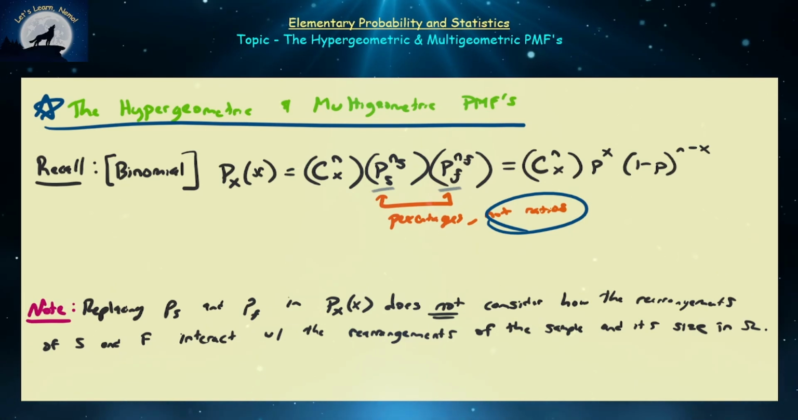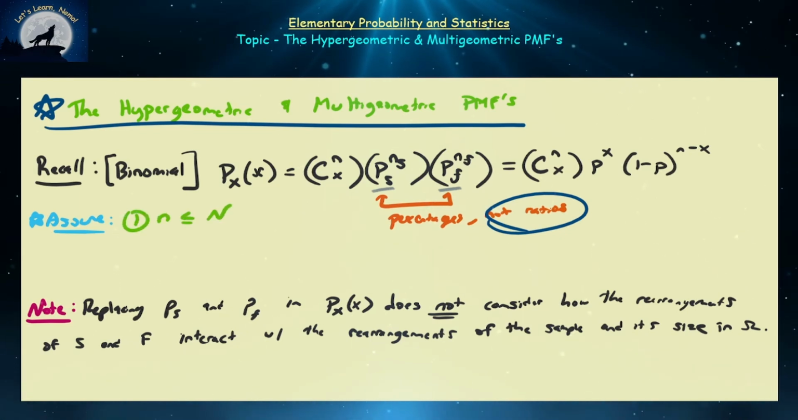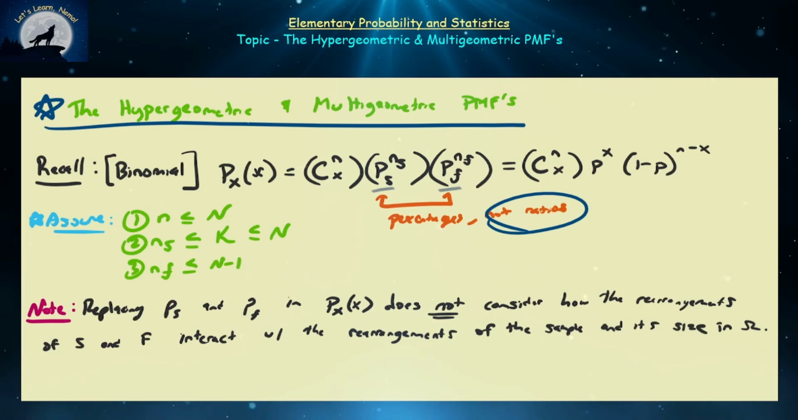So now we're going to assume a couple of new things. We're going to assume the following. The first thing is that the sample size is bounded above by capital N, the population size. Second, the number of successes is also bounded above by capital K, and capital K is bounded above by capital N. Moreover, the number of failures is bounded above by capital N minus capital K.